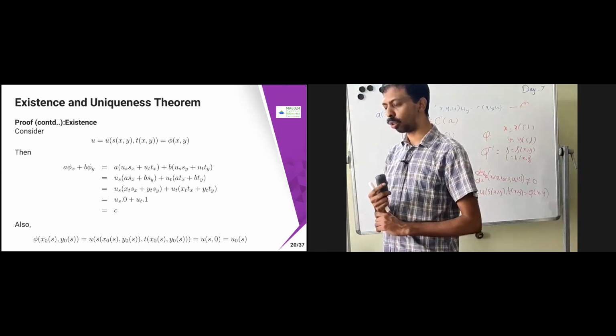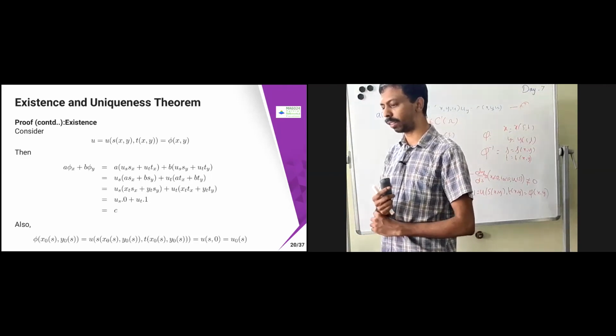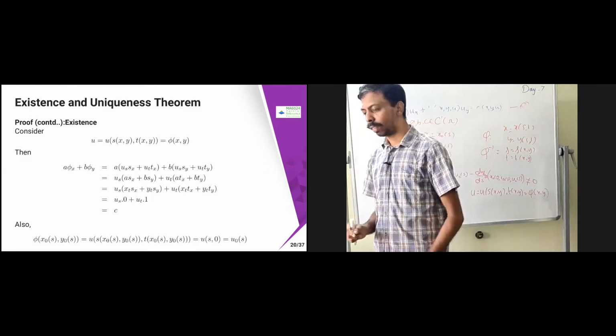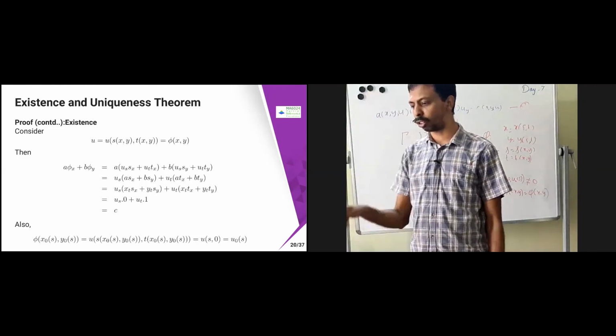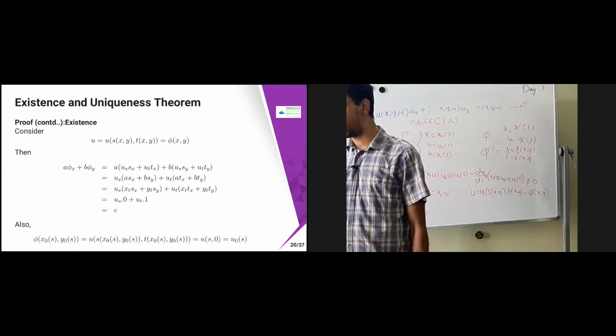Again, b into u_s plus u_t into y_s. That is again the chain rule. Now collect the u_s terms. If you collect the u_s term, you will get x_t into φ_x plus y_t into φ_y. That is going to become 0, because dx/dt into ds/dt will come.